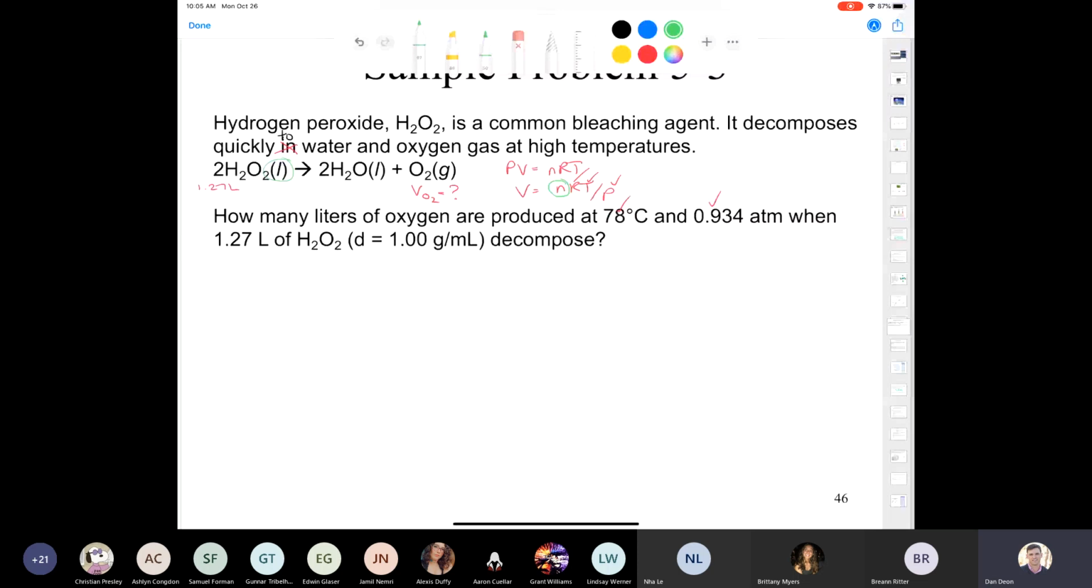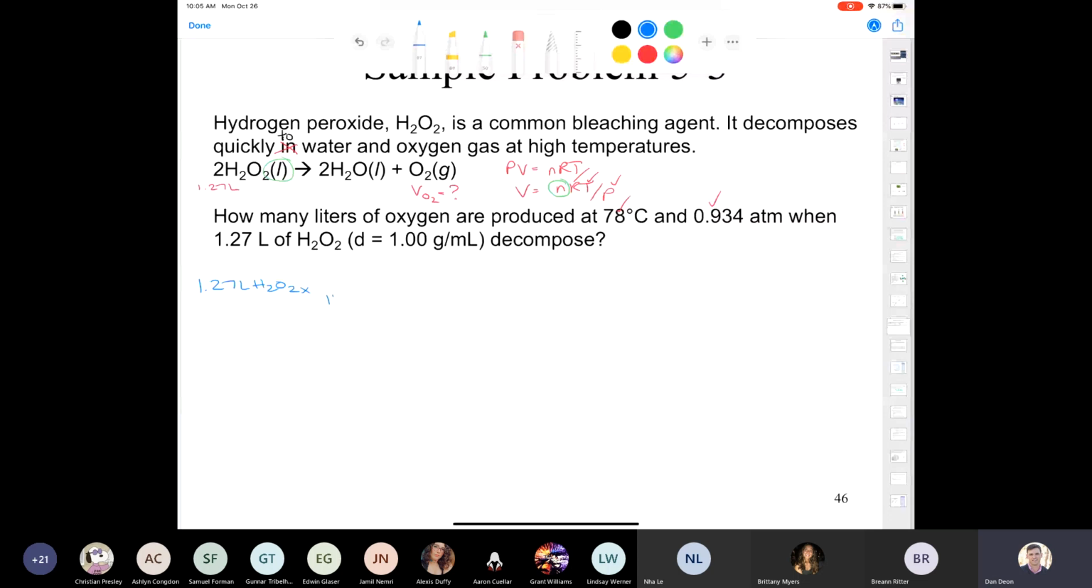Remember, we aren't given a gas. We're starting with a liquid, so we can't convert from liters to liters using our balanced equation. We're going to have to go from grams to number of moles, and then we can determine the number of liters. All right, let's start doing some dimensional analysis. I've been given the volume of my H2O2. I'll write it down here again, 1.27 liters of hydrogen peroxide. I know my density is that in 1 milliliter, I have 1 gram of my hydrogen peroxide. Let's convert that liters into milliliters first.